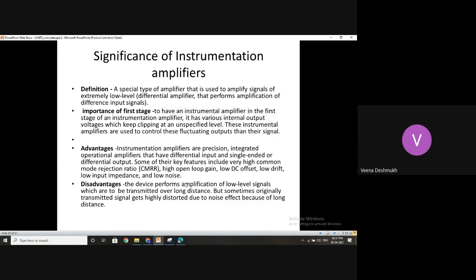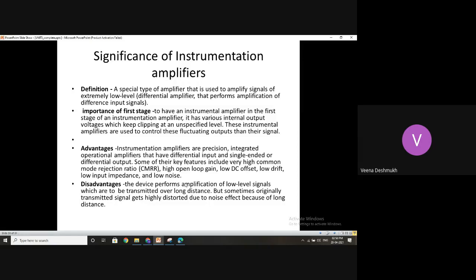which is not possible in our regular amplifiers, where the signal level should be around a few millivolts or volts. Whereas in instrumentation amplifiers, we can amplify signals of the order of a few microvolts or even lesser. That performs amplification of difference input signals.